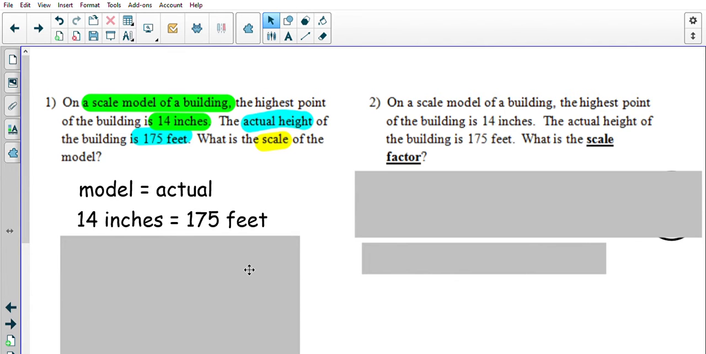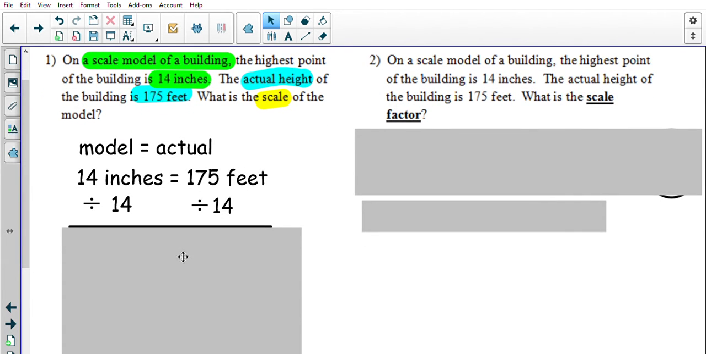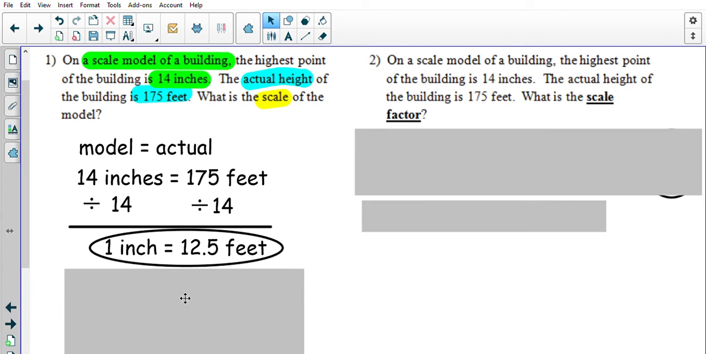But I want to get it in terms of 1 inch. So I'll divide both sides by 14. 14 divided by 14 is 1 inch. 175 divided by 14 is 12.5 feet. So 1 inch on the model represents 12.5 feet in real life.